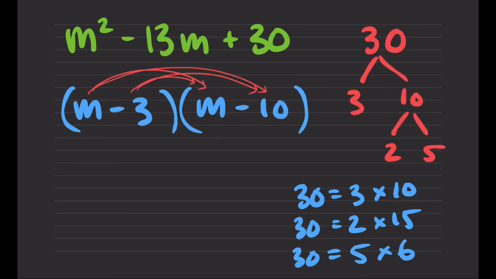Okay, so moving right along, let's do m times m, that's m squared, and I've got m times negative 10, that's minus 10m, and I've got negative 3 times m, that's negative 3m, and I've got negative 3 times negative 10, that's positive 30. Altogether, I've got m squared minus 13m plus 30.